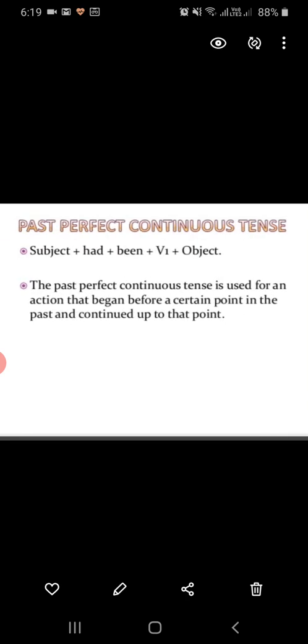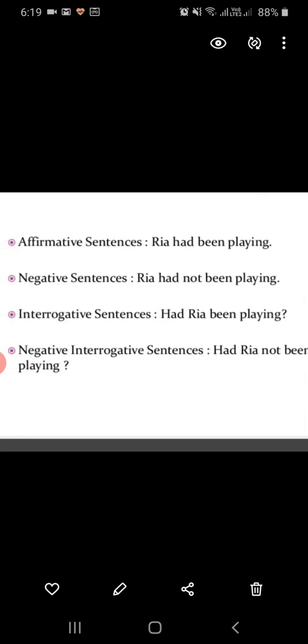Past perfect continuous tense, in which we have subject plus had been plus first form of the verb plus ing plus object. The past perfect continuous tense is used for an action that began before a certain point in the past and continued up to that point. Affirmative, Rita had been playing. Negative, Rita had not been playing. Interrogative, had Rita been playing? Negative interrogative, had Rita not been playing?